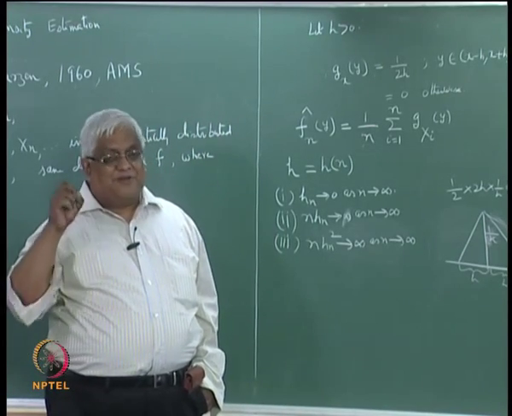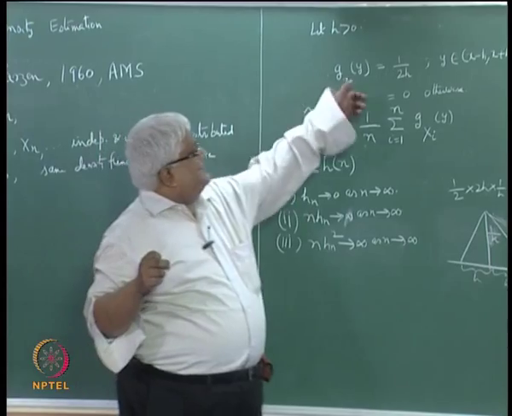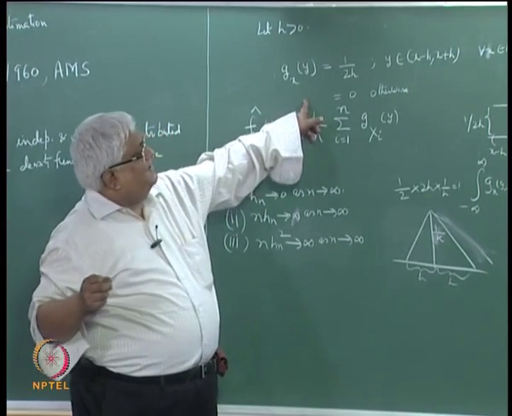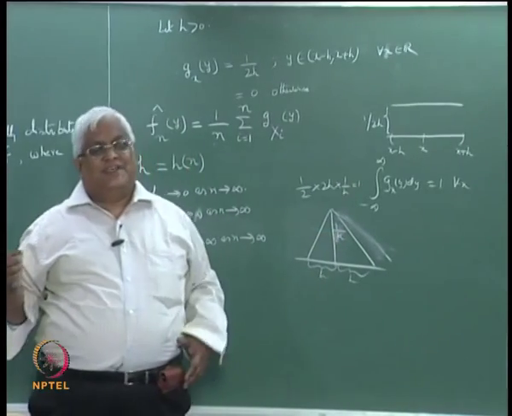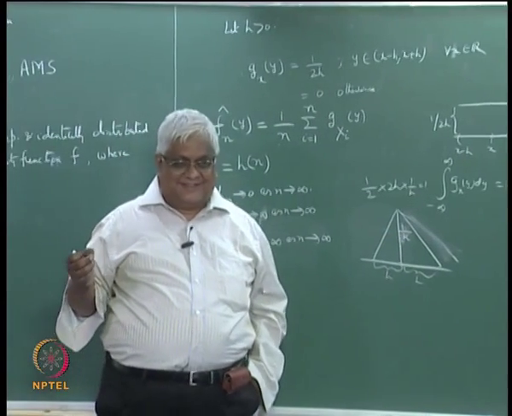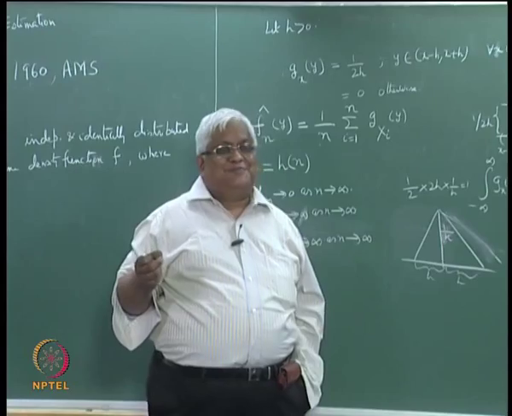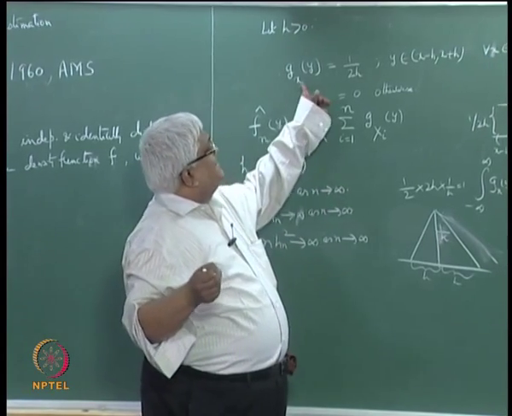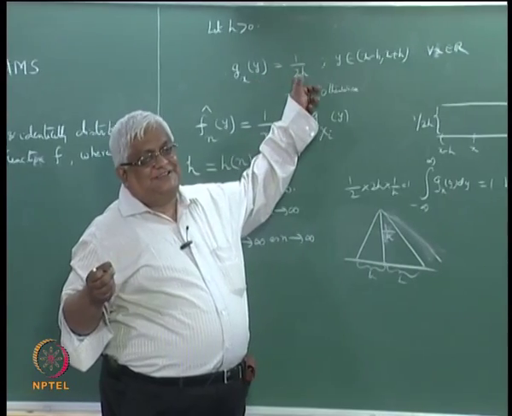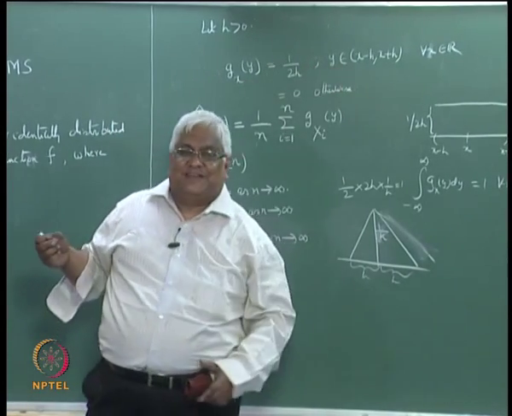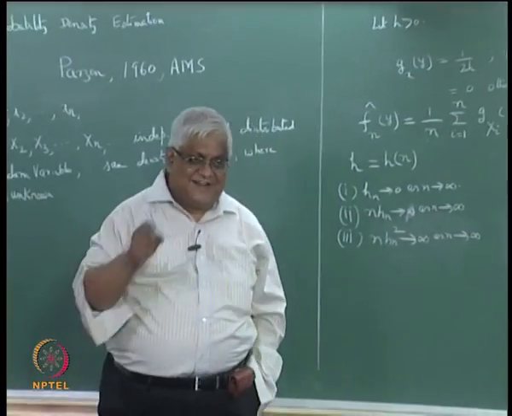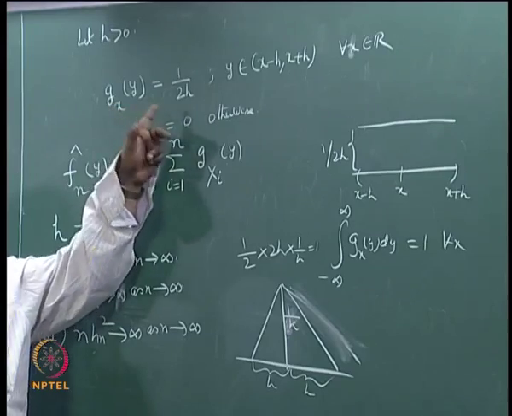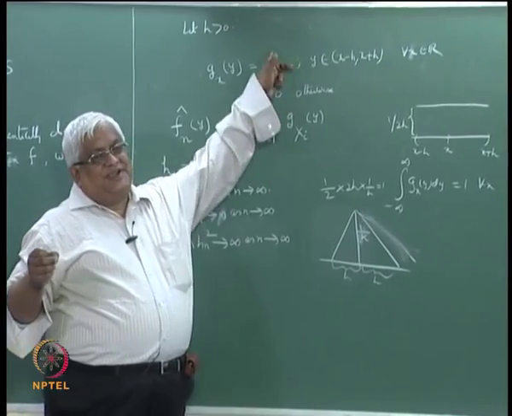So, if you take normal distribution for G, then what are you going to write? Then the H is going to be for the variance. So, normal distribution with the mean x and the variance h, that is what you are going to write here. Are you understanding me?